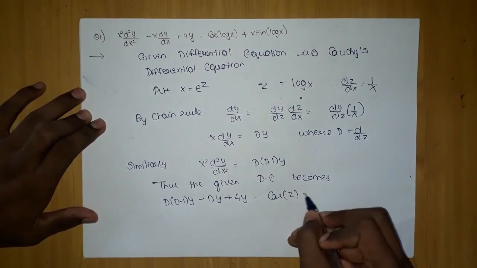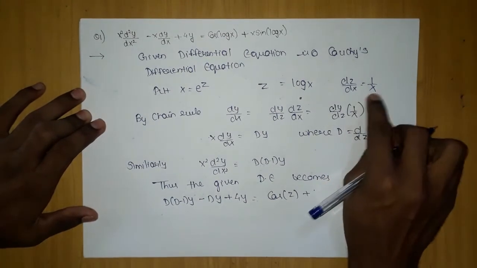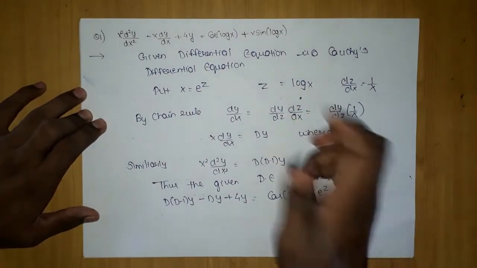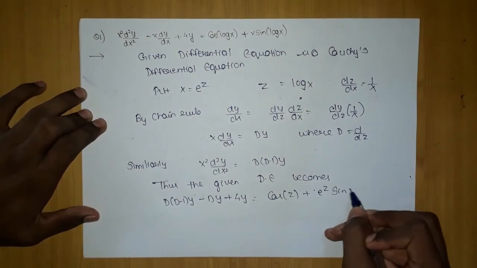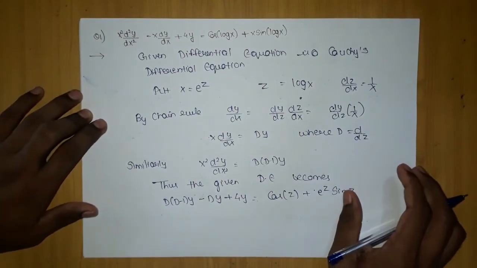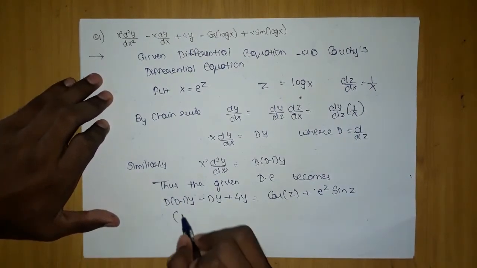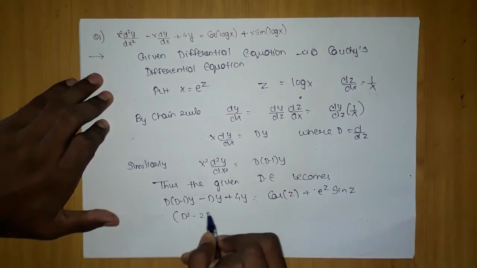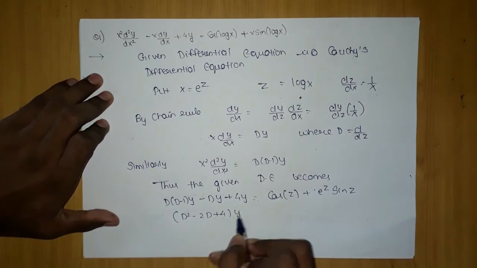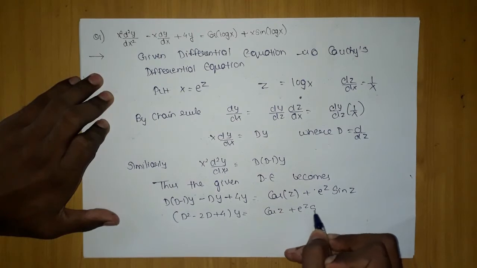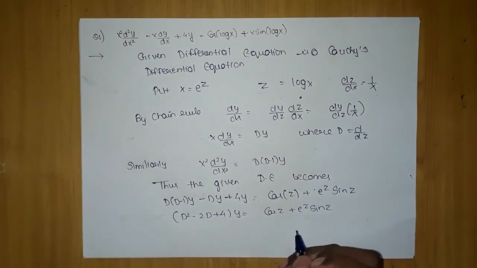So here z will appear, x we will replace by e to the power z, into sin log x we will again replace by z. So we are getting this. If we simplify this and take y common, we have D square minus 2D plus 4 into y equal to cos z plus e to the power z sin z. Agree?